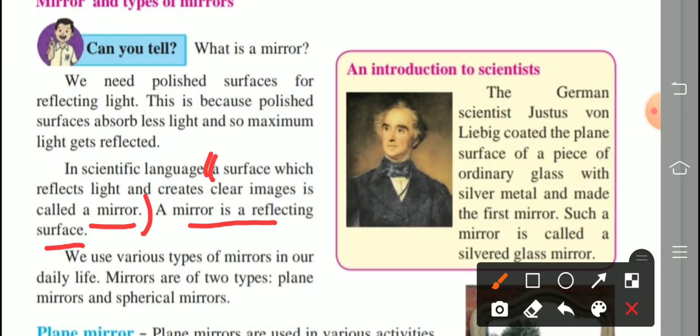We use various types of mirrors in our daily life. So, what are the types of mirrors? Question asked like this way. So, mirrors are of two types. First one is what? Plane mirrors. And second one is spherical mirrors. Little information given here about the scientists and introduction to scientists. See there.